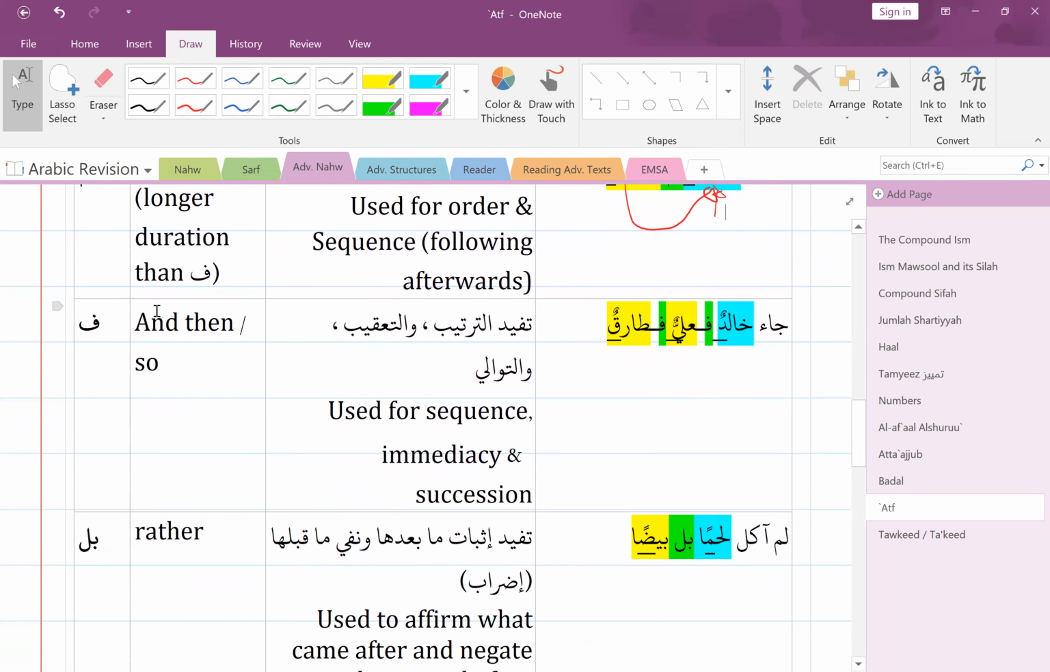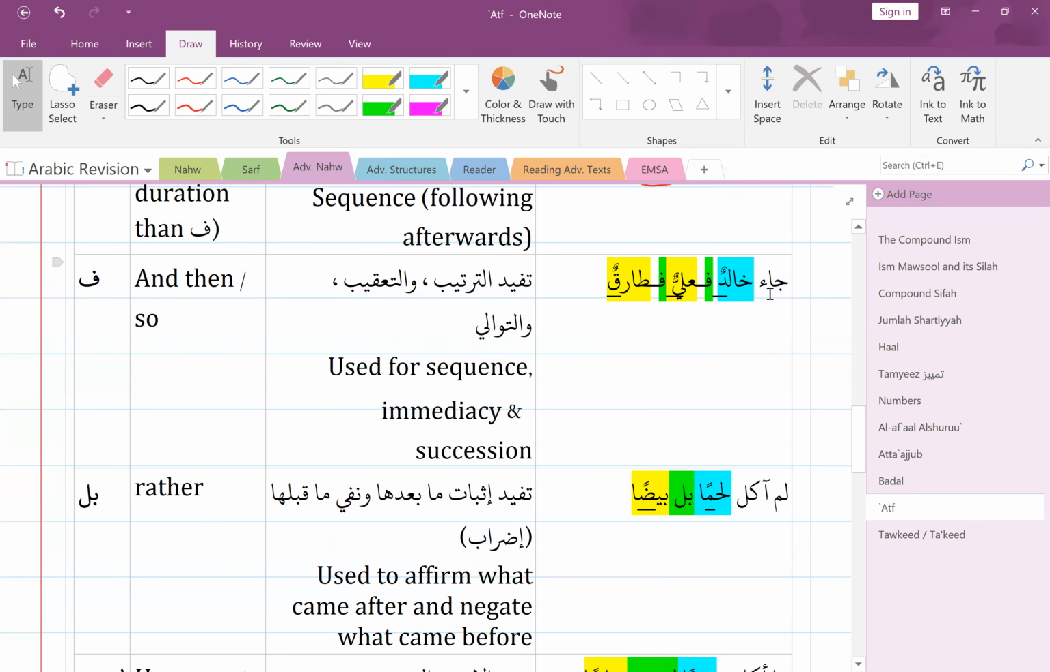And then we come to fa. Fa can mean and then, or it can also mean so. We know this. We've said it a million times. Ustad kept saying it. Fa, fa, fa, it means so, so that's embedded in our DNA. We understand that. And what is it used for? It's used for sequence, same as thumma, but the difference is that it's used for immediacy. Immediately after that, something happened. So this is as a result of something coming before it. Immediately after something happened, something else happened. So for example, we have جاء خالد فعلي فطارق. So this is telling you the order, the sequence.